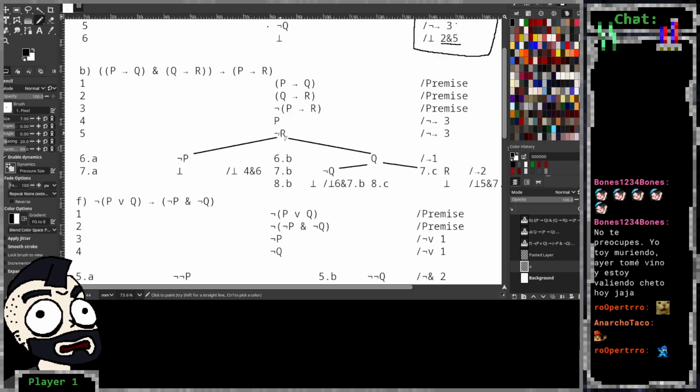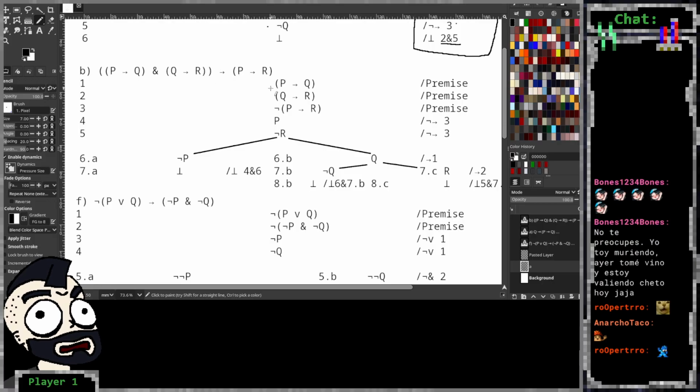Okay, then we have a slightly more interesting example from the homework. We have the implication of P implies Q, and I'm using the ampersand for this because it's just easier to see and type. And the implication of Q implies R.